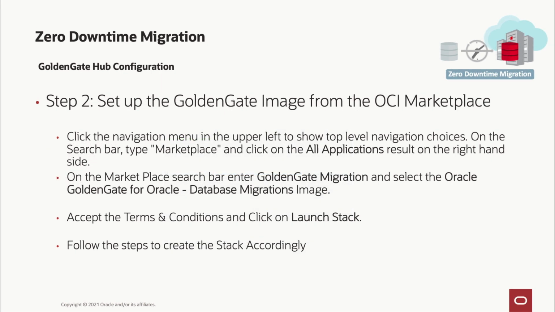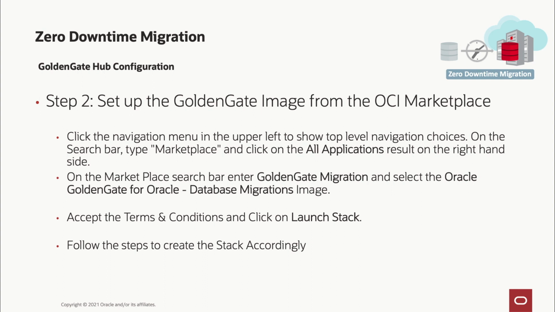Once you have verified that everything is in place with your virtual cloud network, it's time to set up the Golden Gate image from the OCI Marketplace. Basically, in your Oracle Cloud Infrastructure account, you should go to the menu in the upper left, click on it, and then on the search bar, type Marketplace. It will show you the different options, and you just click on All Applications. And then there's another search bar where you can enter Golden Gate Migration.